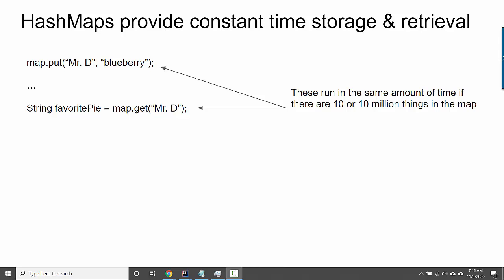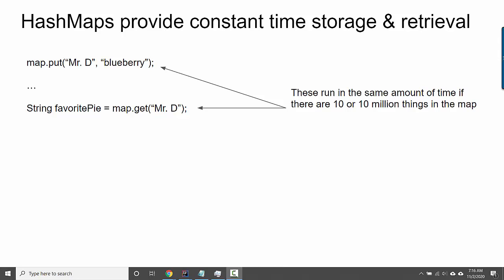So hash maps provide constant time storage and retrieval. What that means is two things. You've got a put method, which will let you store key value pairs. So remember, you're looking up one piece of information using another. In this case, we've got names and favorite kinds of pie. So I'm storing Mr. D, which is the key, and blueberry, which is the value associated with the key.